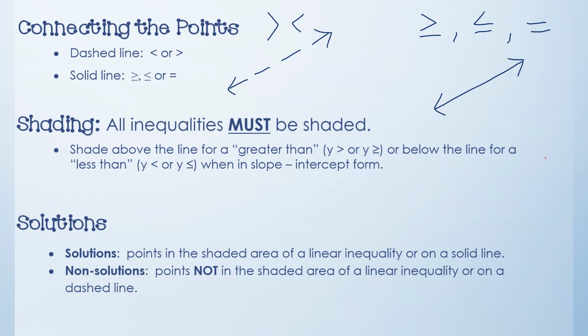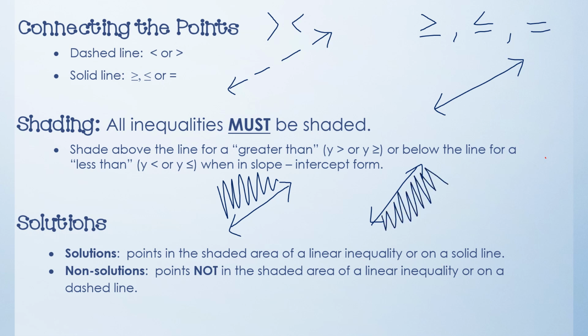When you're graphing a linear inequality, you are either going to shade above the line, which would look like this, if it is a greater than symbol, or if it's less than, then you would shade everything below the line. As we move through this PowerPoint, you'll be utilizing Desmos to help you with the shading. When we plug these inequalities into Desmos, you'll be able to see whether it's a solid line or a dashed line, and whether the shading is above or below the line.